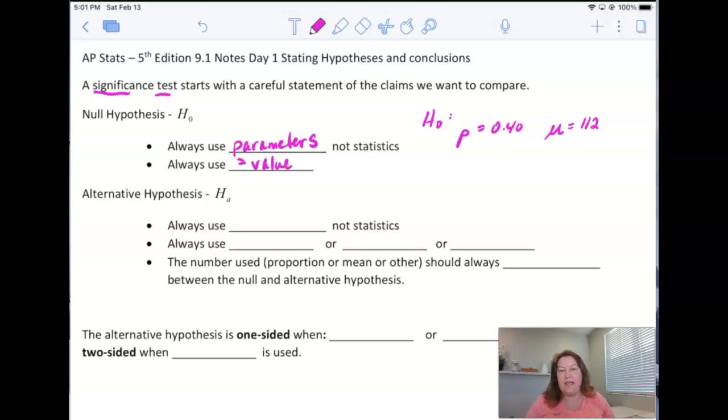There's never going to be a p hat here. There's never going to be an x bar. It's always going to be equal when we do them.